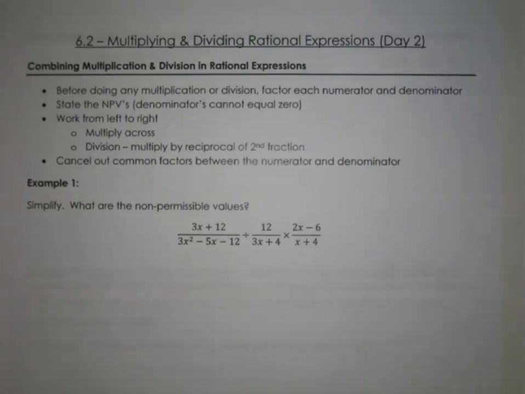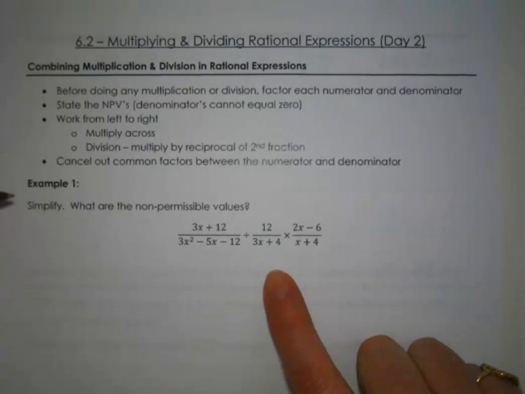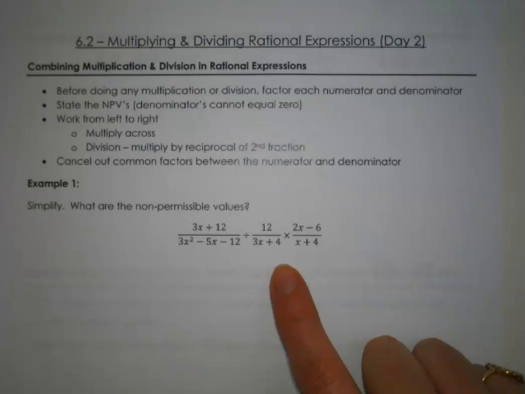Hi, Math 20-1 students. So we are carrying on with the concept of multiplying and dividing rational expressions today. In our last lesson, we looked at the basics of multiplying and dividing. Today we're going to combine those two operations into more complex type questions, including word problems. In the first one here, we're going to look at simplifying this whole long operation. And of course, as always, we need to determine the non-permissible values.